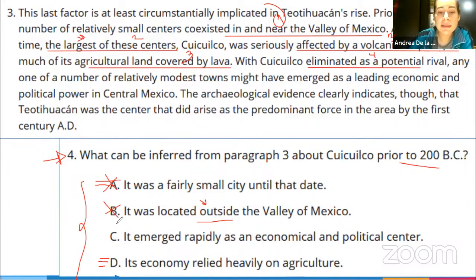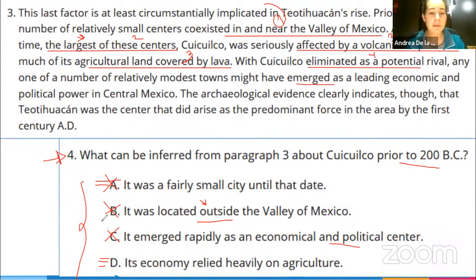Now, C says it emerged rapidly as an economical and political center, right? Option C is a very common trap in the TOEFL reading. This is usually one mistake that students make as well. They are going to have in the options things or phrases or words that were mentioned in the paragraph so that you get confused. So if you read the entire paragraph, you probably remember something that said emerge as a leading economic and political power. So this is going to remind you of what you read, and some part of you is going to want to choose option C because it reminds you of something that you read, and you're going to be like, oh yes, I read something about this.